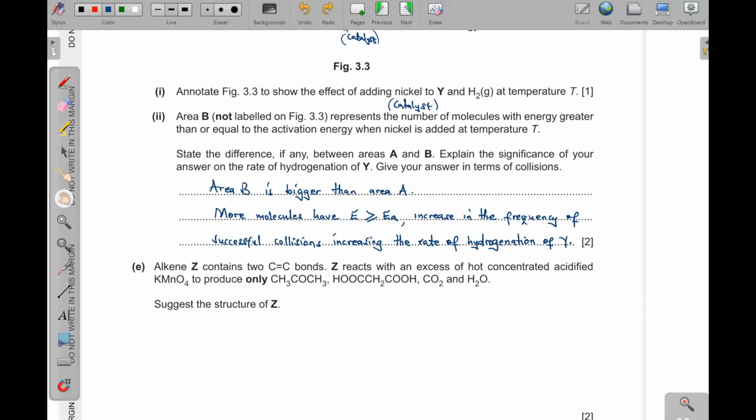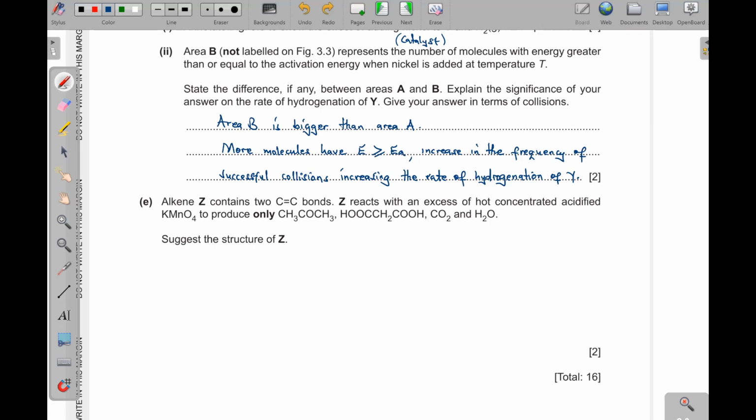Then part E, they are saying that alkene Z contains 2 carbon-to-carbon double bonds. Z reacts with an excess of hot concentrated potassium permanganate to produce only propanone, this is a ketone, then we have a dicarboxylic acid here, and then we have carbon dioxide and then water. Suggest the structure of Z. First of all, we are going to have something here. So let me begin with this one.